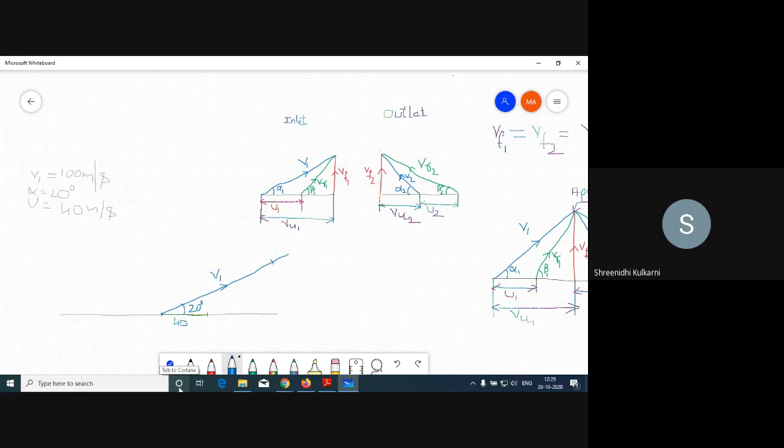Next, I want VR1 and VF1. Once we get this point, if I draw a straight line here, I will get VF1. Next, from this point we have to join up to here, because we know U equals 40 meter per second. So we can join this line up to here.